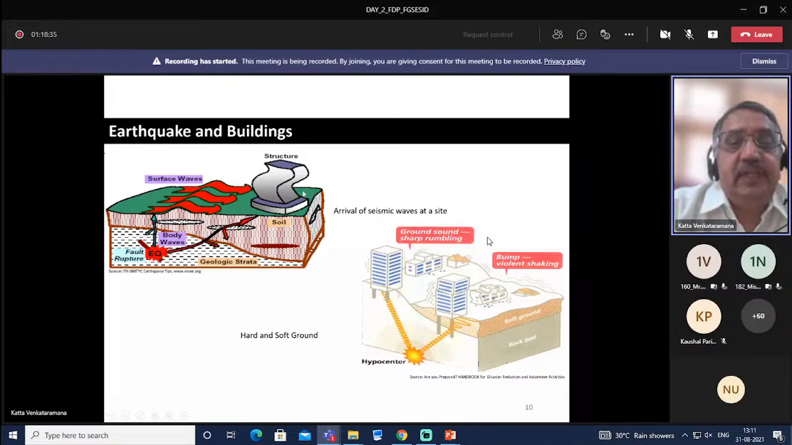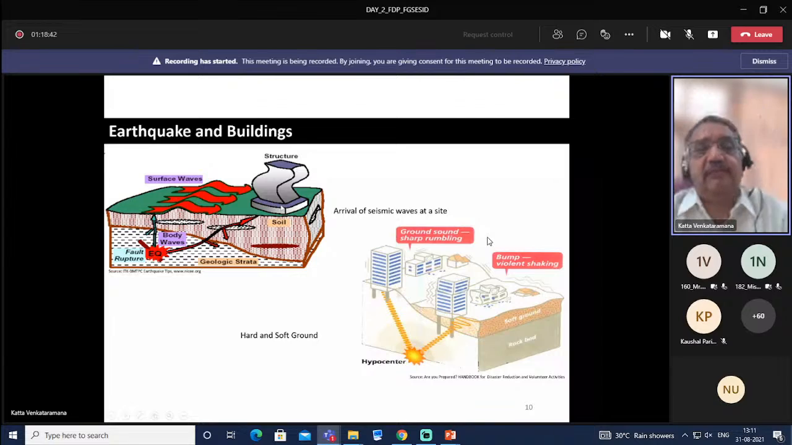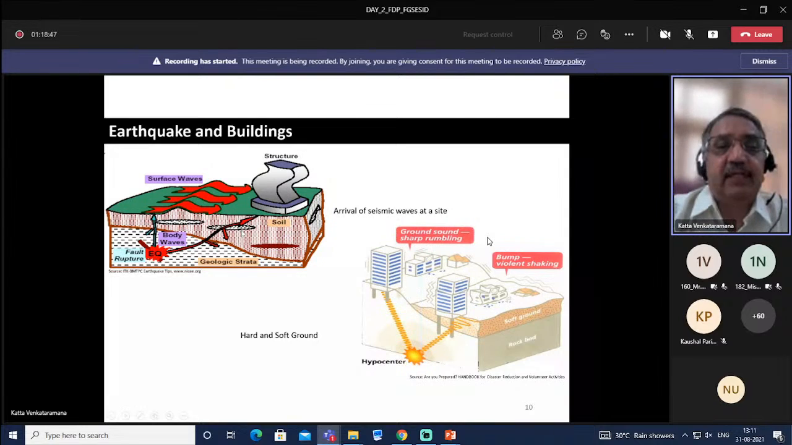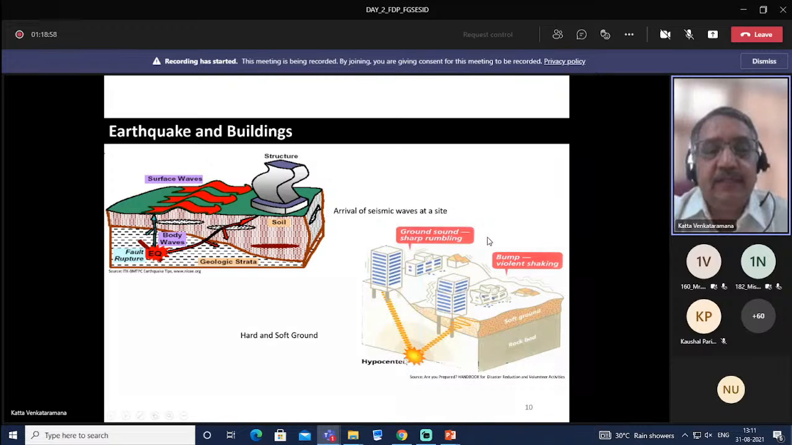So if this is the point of interest, these waves travel within the earth, then after reaching the surface, travel along the surface of the earth. And when they travel within the earth's interior, depending on the soil conditions, the seismic waves get amplified. As you can see in the right-hand side picture, this is the hypocenter or source of the earthquake. This is a seismic wave. And when it passes through soft soil, the seismic waves get amplified.